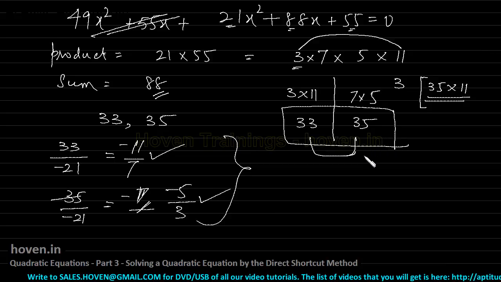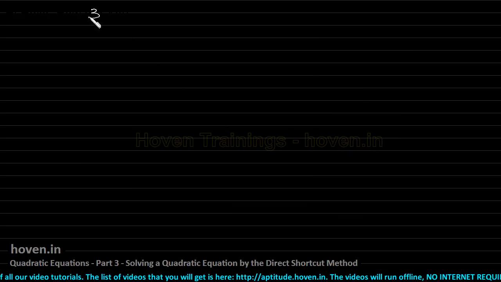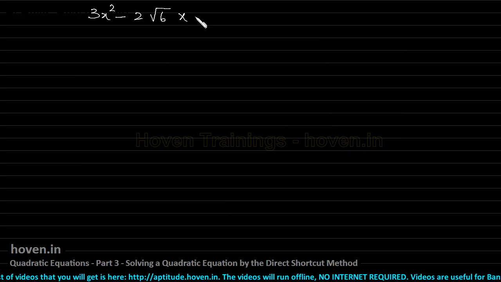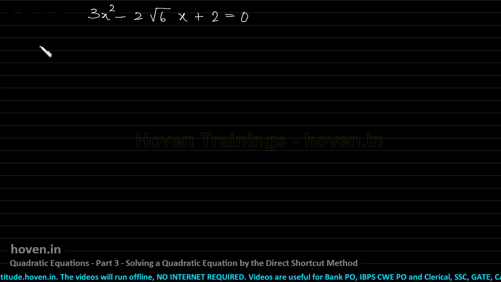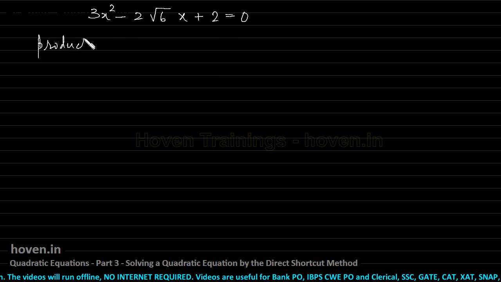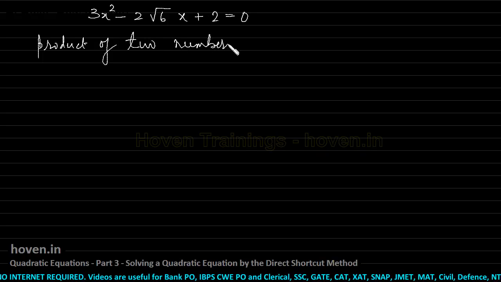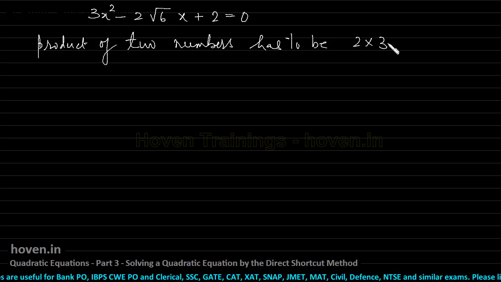So before I close, let me take a last example to see how we can solve quadratic equations by the direct shortcut method. This is the question: 3x square minus 2 square root of 6 into x plus 2 equal to 0. Can you try to solve this? If we solve it, the method would be: the product of two numbers has to be 2 into 3, which is equal to 6.